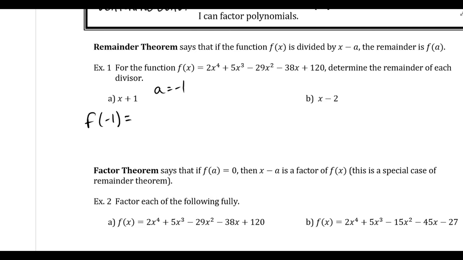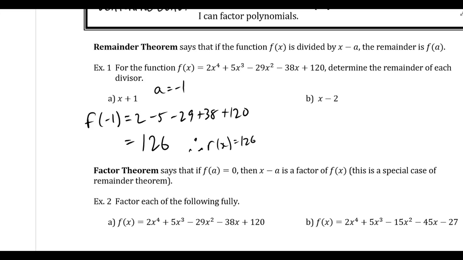In fact, most of the time you can probably just do it on your calculator. Negative 1 to the 4th is positive 1 times 2 is 2. Negative 1 to the 3rd is negative 1 times 5 is minus 5. Negative 1 squared is positive, so this is going to be minus 29, and then plus 38 plus 120. Use my calculator. I got 126. So my remainder is 126.